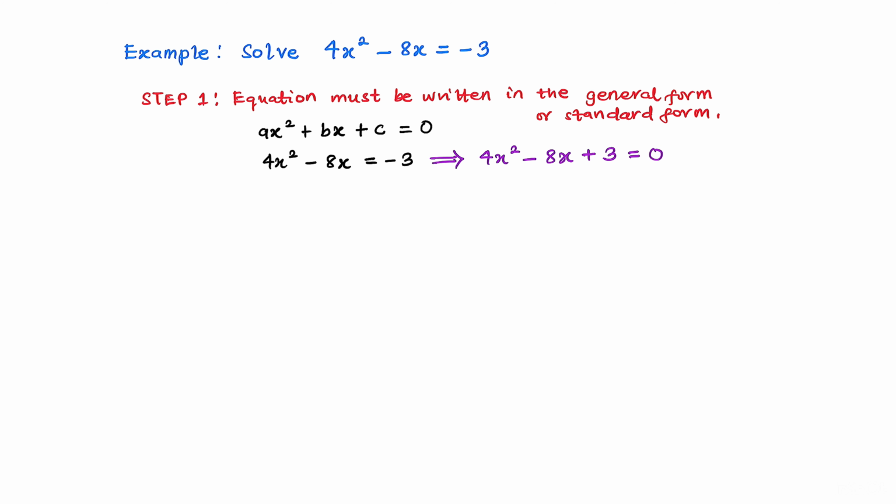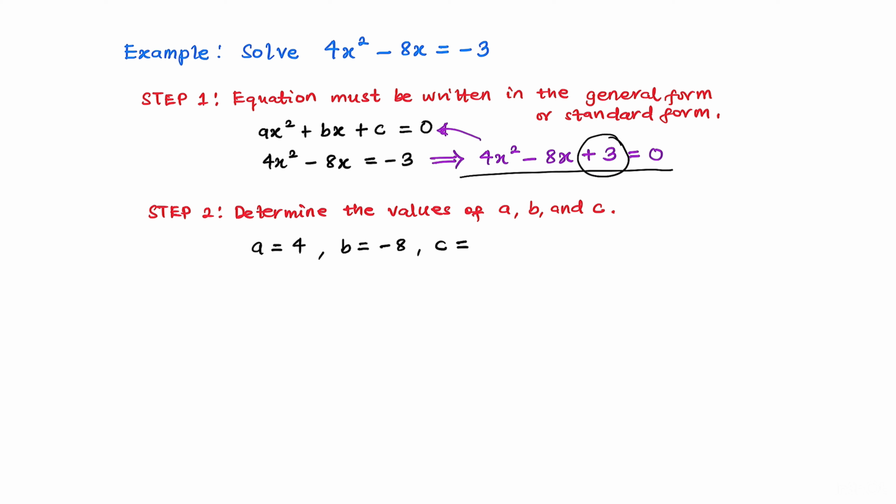And the value of c equals 3. Because the 3 here has a positive sign, it is positive 3. If the sign here was negative, it would have been negative 3. But because the sign is positive, it is positive 3. So c is 3.